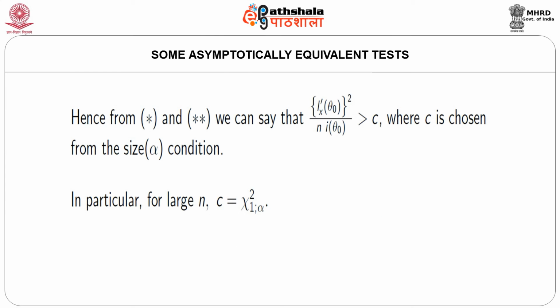Hence, from star and double star we can say that (l_x'(θ₀))² / (n·I(θ₀)) is greater than some c, where c is chosen from the size alpha condition. In particular, for large n, c is equal to chi-square(1, alpha), that is the upper 100α% point of the chi-square distribution with 1 degree of freedom, because for large n the asymptotic distribution of the test statistic is chi-square with 1 degree of freedom under H.